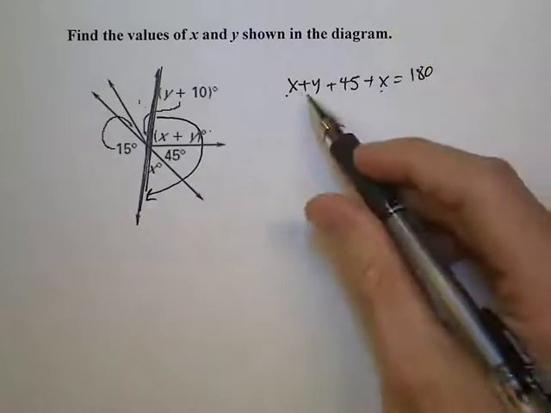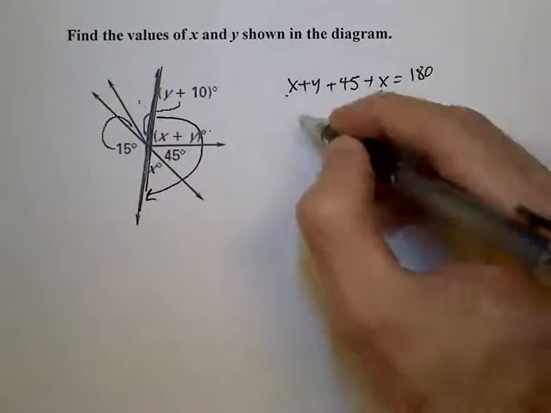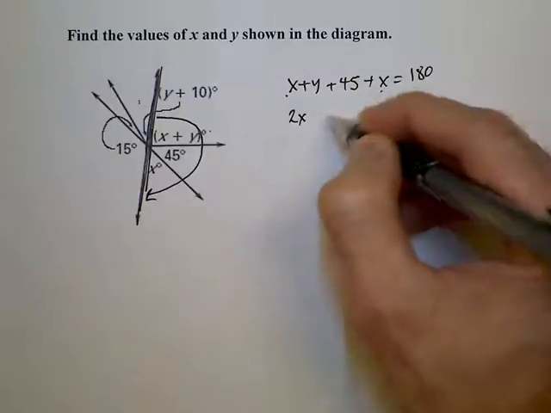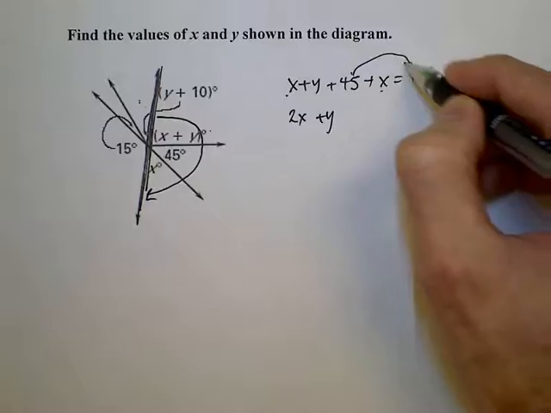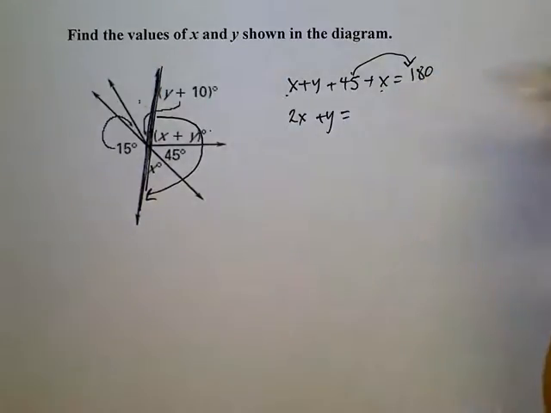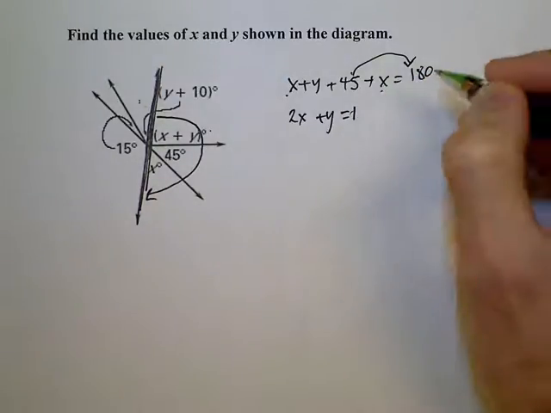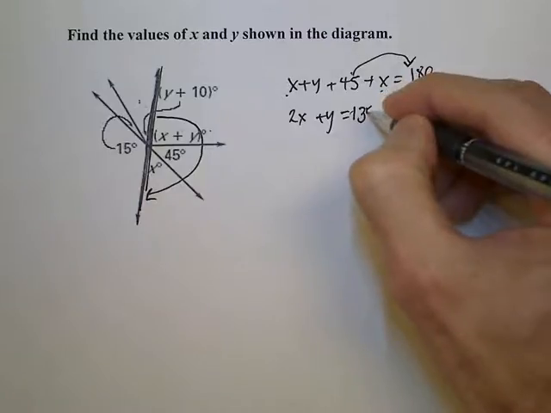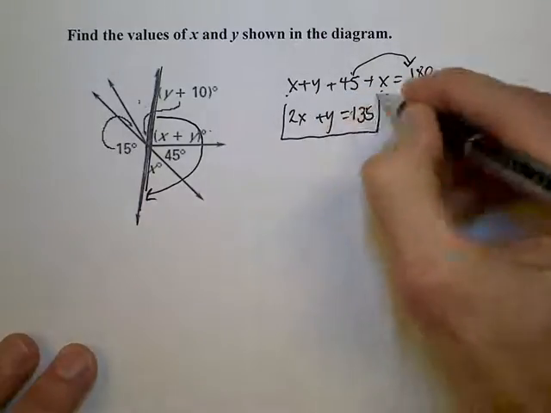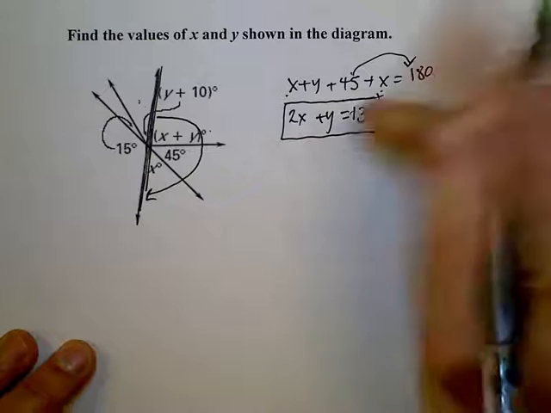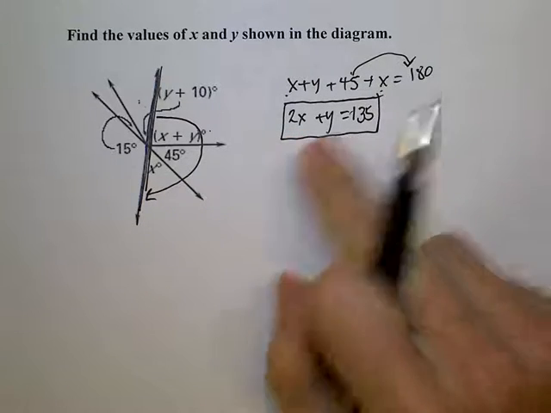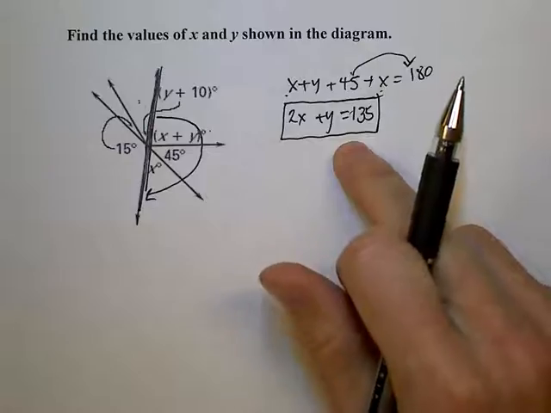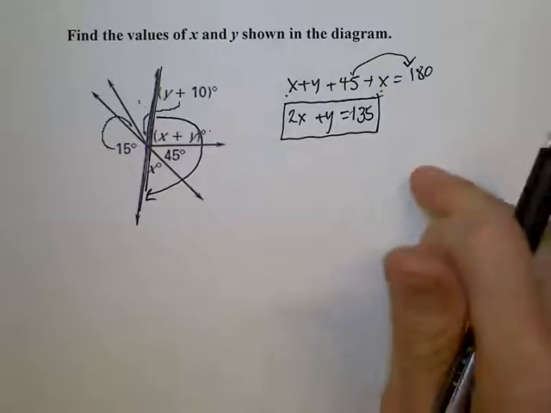Okay. So combining our like terms, we've got 2x plus y, and then we're going to have to take this 45 over here to meet this, and that's going to be equal to 135. Okay. So here's one equation. And again, you look at this as a problem and you go, I have an x and I have a y in it. I don't have enough information to find either one of those. I'm going to need a second equation.